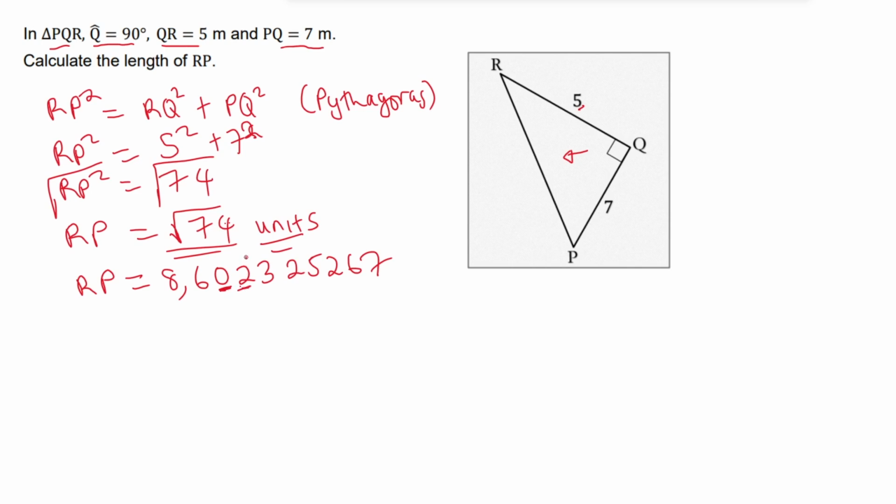But you're rounding off to 2 decimal places, so we look at 0 and then the number next to it. The number next to 0 is 2, so it's less than 5. So meaning that this 0 will not change. It will remain as RP is equal to 8.60 units.